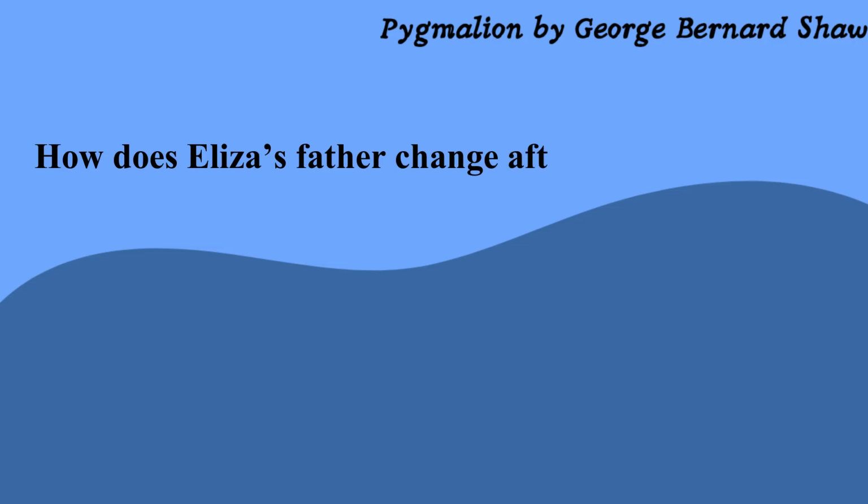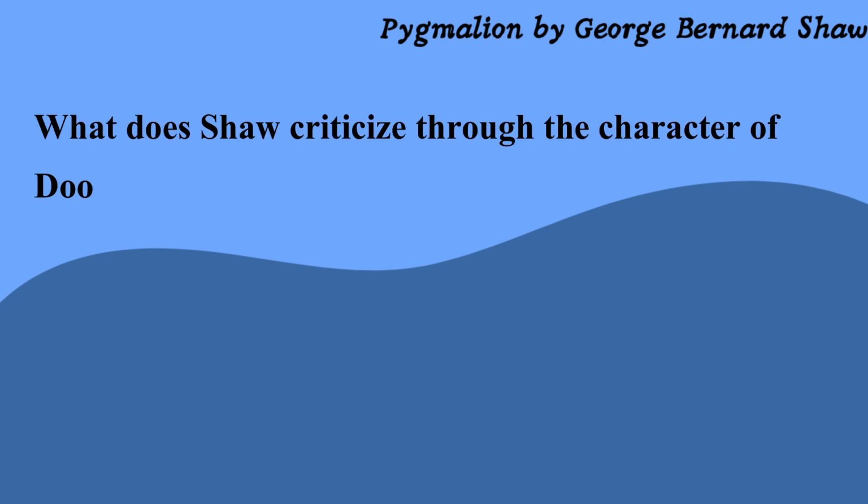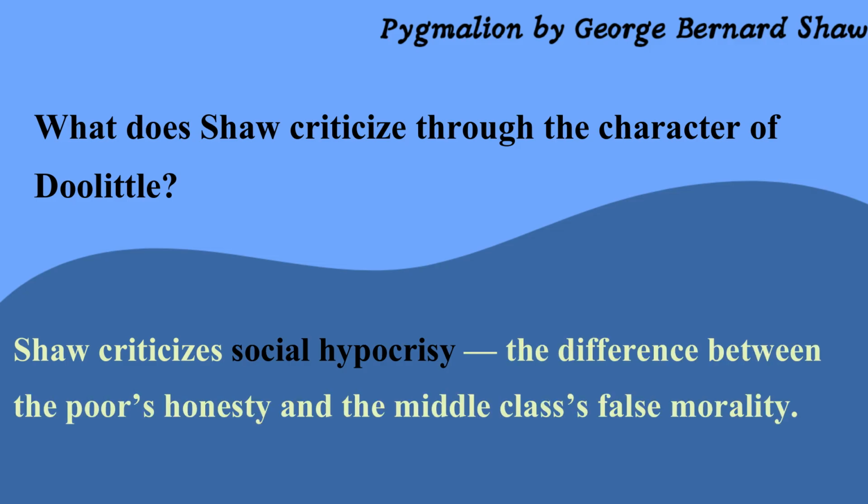How does Eliza's father change after becoming rich? Alfred Doolittle becomes unhappy with his wealth because it forces him to follow middle-class morals and responsibilities. What does Shaw criticize through the character of Doolittle? Shaw criticizes social hypocrisy, the difference between the poor's honesty and the middle class's false morality.